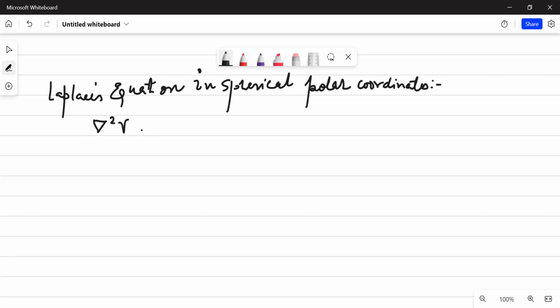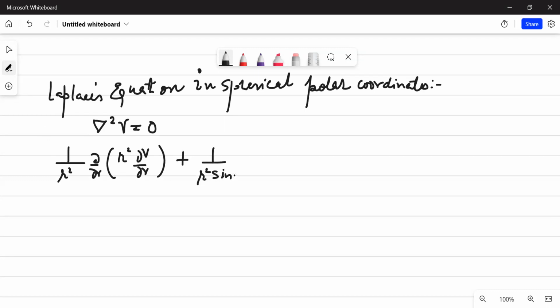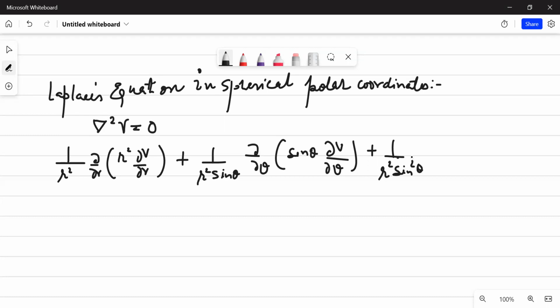So in spherical polar coordinates, if I have to write del square V equal to 0, what does it imply? It implies 1 upon r square, del by del r of r square del V upon del r, and then you have 1 upon r square sine theta, del by del theta of sine theta del V upon del theta, and then you have again 1 upon r square sine square theta, del square V upon del phi square.